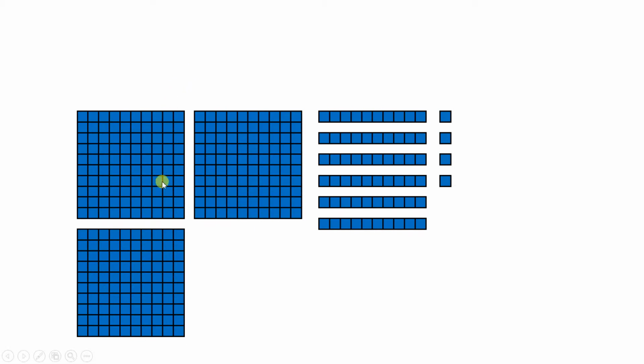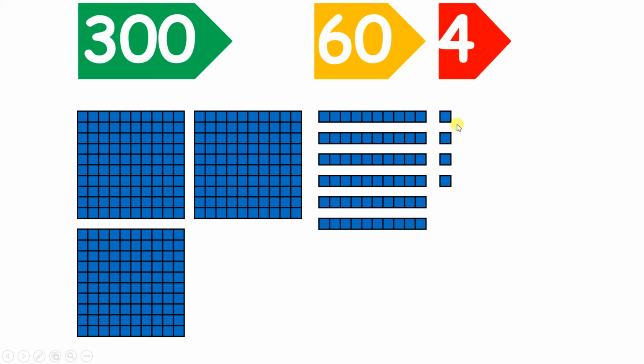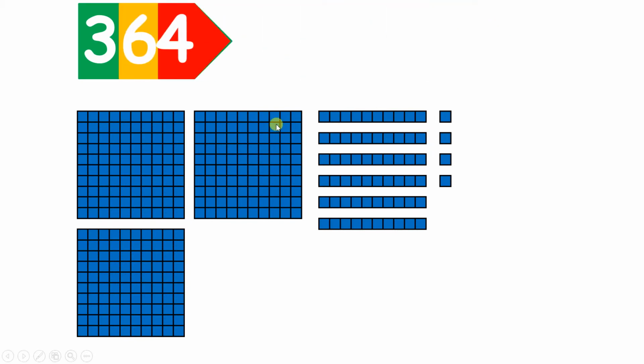Now we have 300 squares, so we have 300. Then we have 6 tens, so we have 60, and we have 4 units. Now if we put those together, what do we have? We have the number 364.